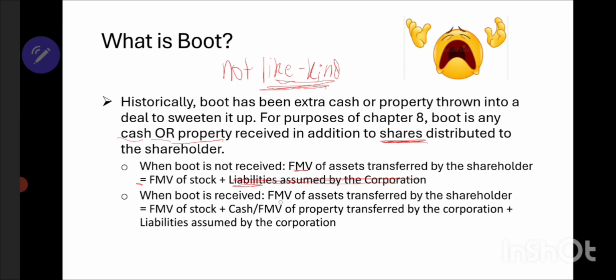When boot is received, fair market value of assets transferred by the shareholder equals the fair market value of the stock transferred plus the boot, right? Plus the cash or the property. It could be either one. So we will go through some examples, and I'm sure that you will also make that assumption.